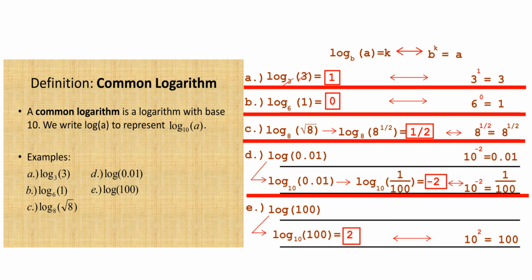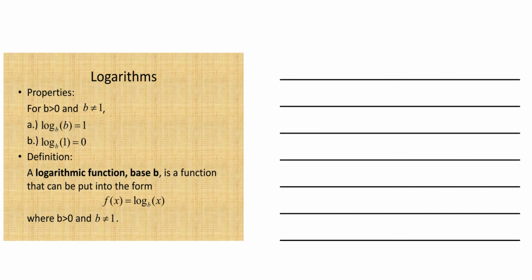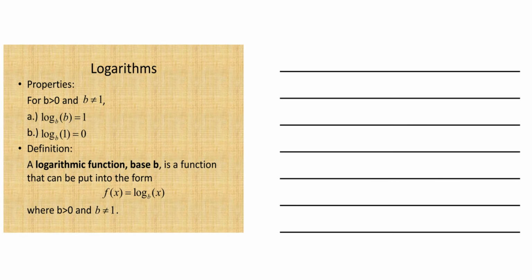So let's see. We ran into some common logarithms and some logarithm properties. So let's do a quick overview of those. Just a real quick one. Logarithm properties. For b greater than 0, b not equal to 1. A, log base b of b equals 1. And that's the first one we realized. Okay, it cancels out, right? When you have a log of the base of the same number, in this case b, they cancel each other out, giving you a 1.